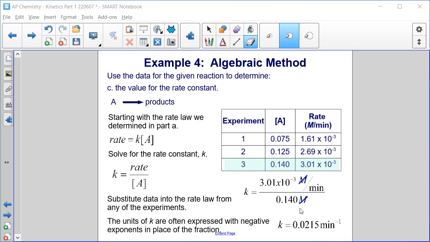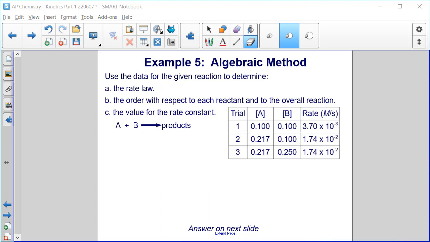The molarity units cancel, and this is a simple computation here, and I get that the rate constant K is 0.0215. This is 1 over minutes, or minutes to the minus 1. And as we saw a few slides back discussing these units, the units of K are often expressed with negative exponents in place of a fraction. So instead of writing 0.0215 per minute, we write 0.0215 minutes to the minus 1.